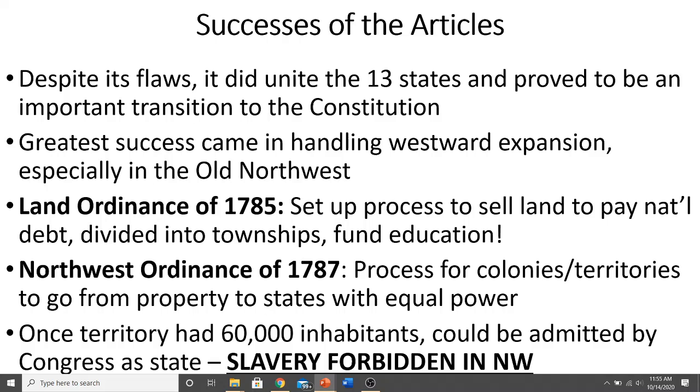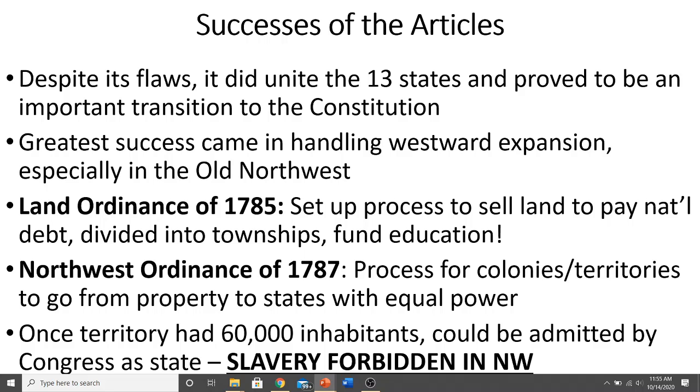Now, what's amazing about this is once they are admitted as a state, they have equal power with previous states. They're not considered a new territory, or they're not considered a weaker, almost colony of the original states. Rather, they are welcomed as an equal member of the Union, which is quite impressive and a great idea that is continued to be implemented today.